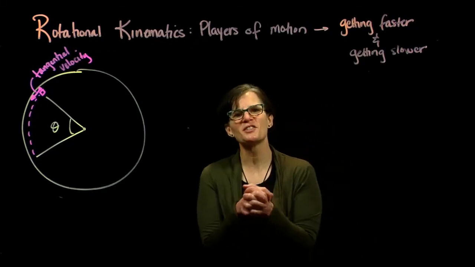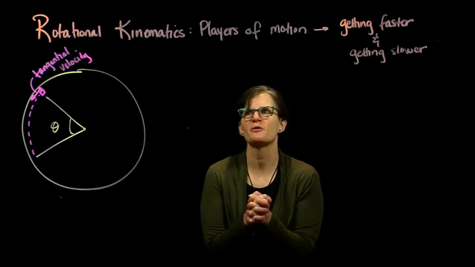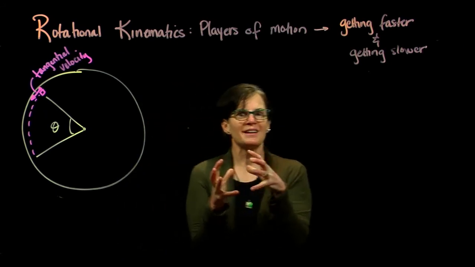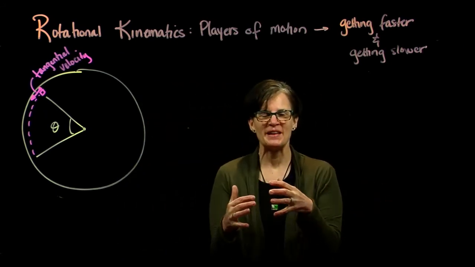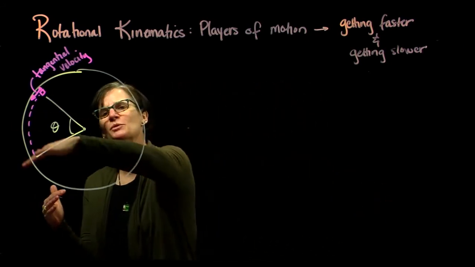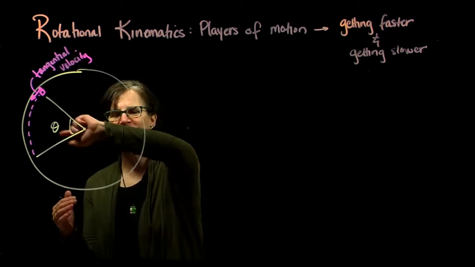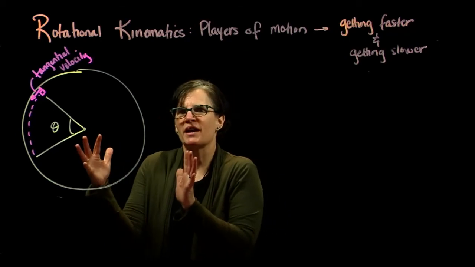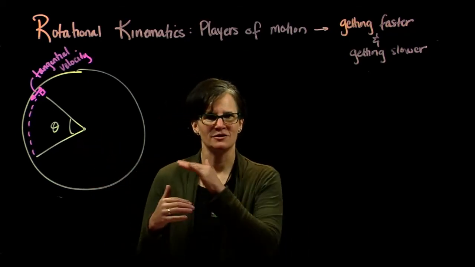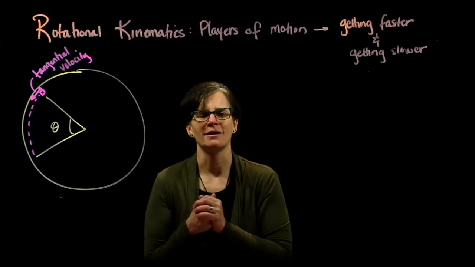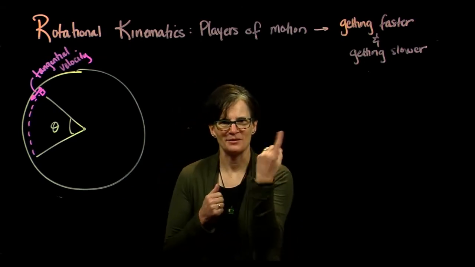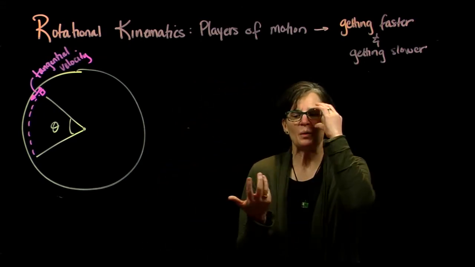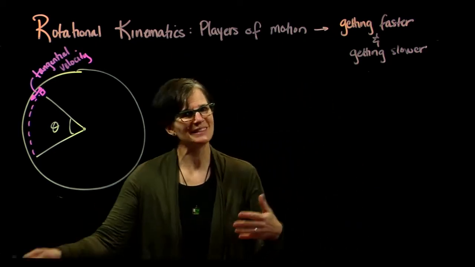All right, so just like in the translational world, we also have a player of motion in the rotational world that allows me to get faster or get slower. So as this object is moving around the circle with a certain tangential velocity at that point, what if I start spinning it and it goes faster? Or what if I slow it down and it gradually gets slower because I have a dampening effect in the turntable? Well, we called that in the translational world acceleration.